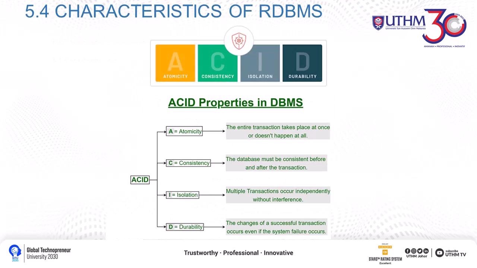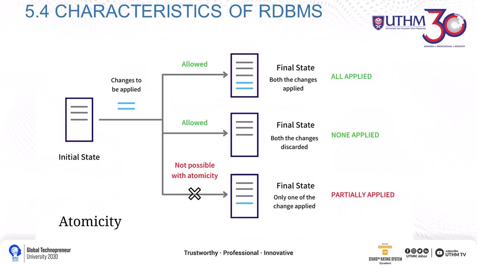Now, let's move on to the characteristics of a relational database management system, also known as RDBMS. Just remember this word, ACID, acid. A is for atomicity, C is for consistency, I is for isolation, and D is for durability.